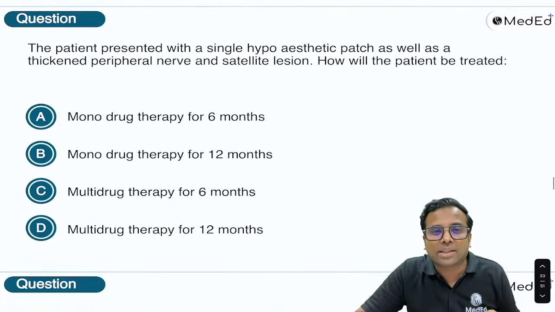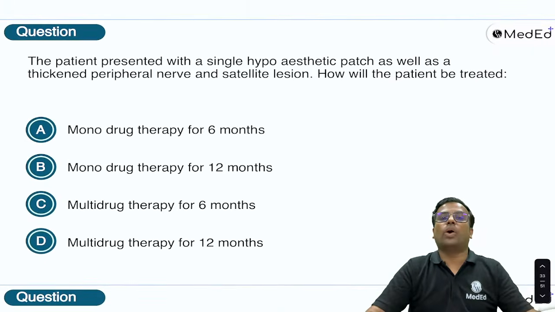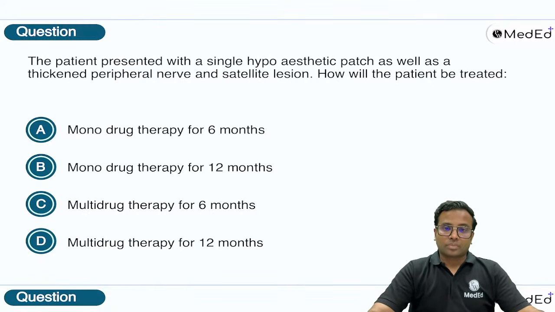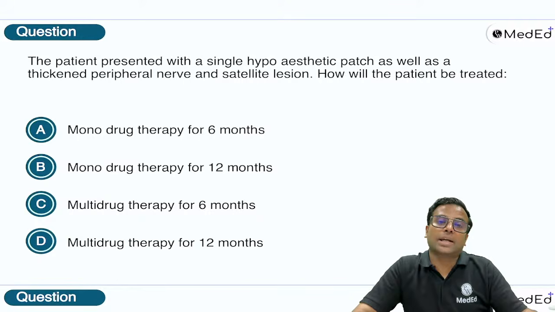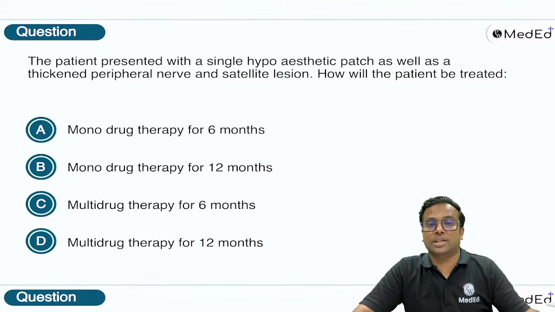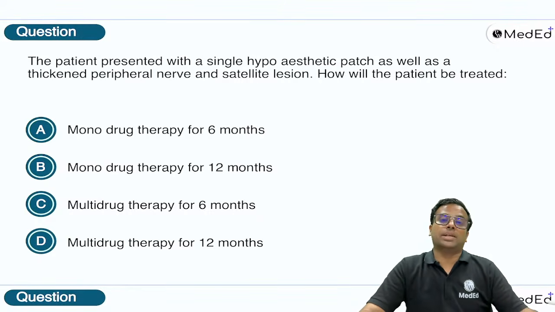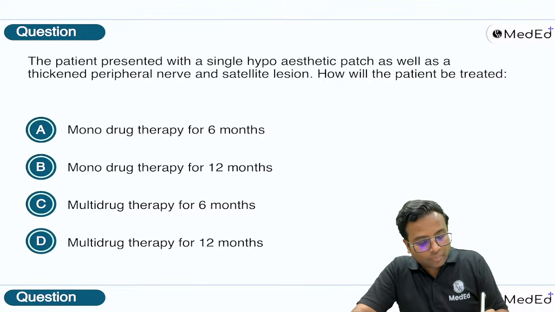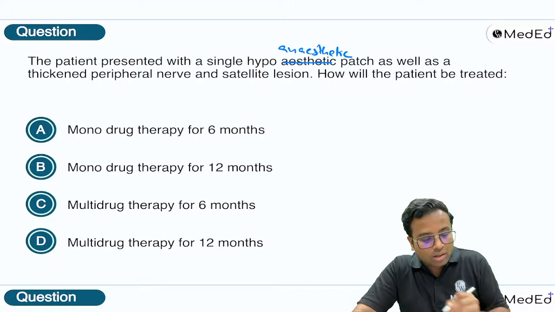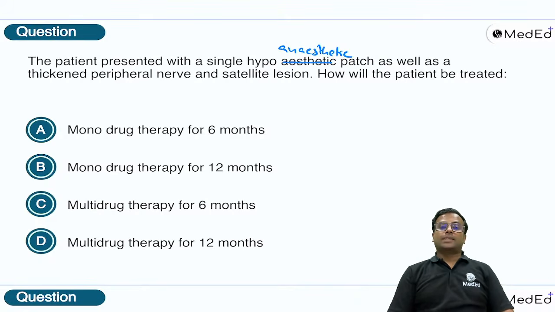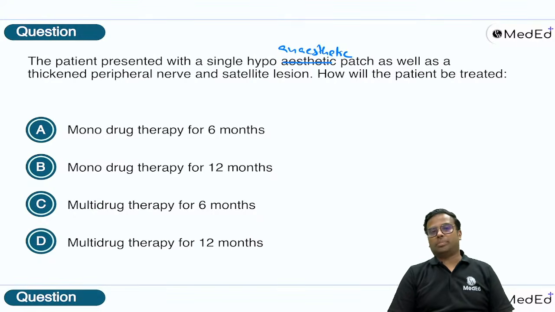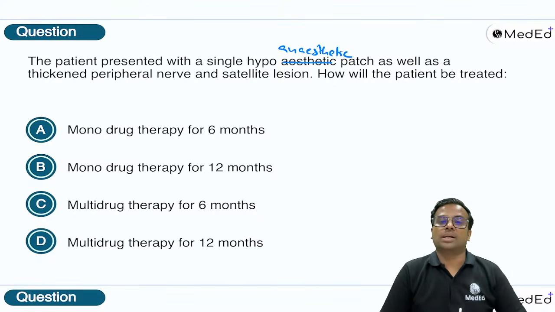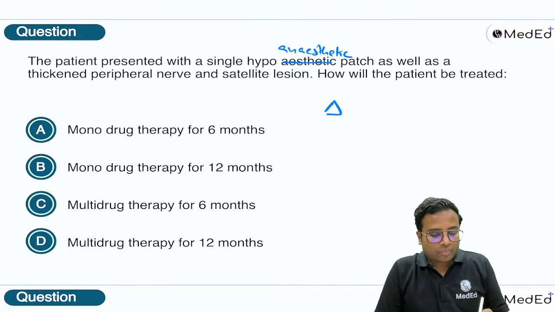A patient presented with a single hypoanesthetic patch as well as a thickened peripheral nerve and a satellite lesion. How will the patient be treated? So what is the correct answer here? Do you want to go for a mono-drug therapy or a multi-drug therapy? First tell me, what is the diagnosis here?